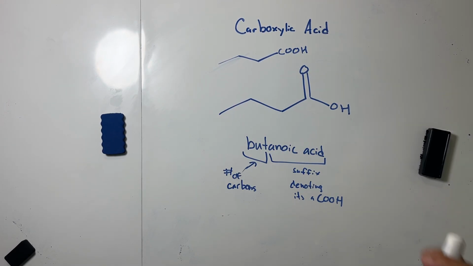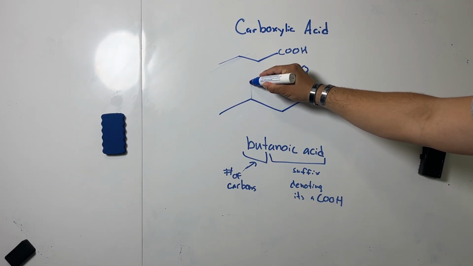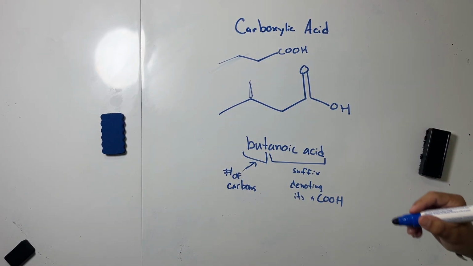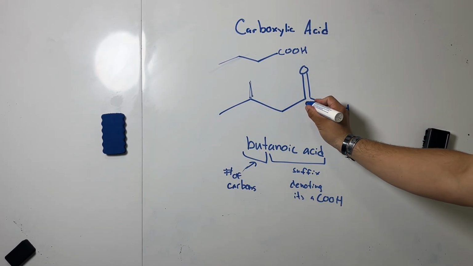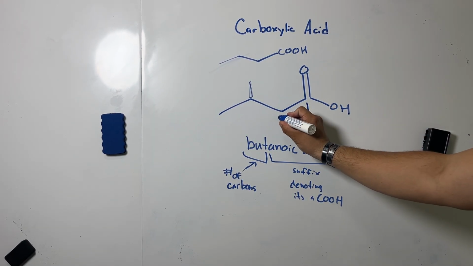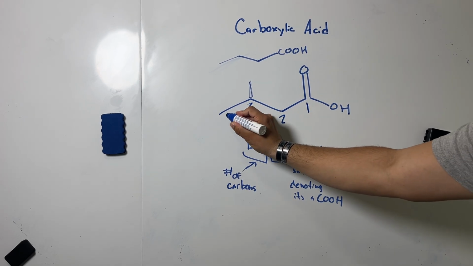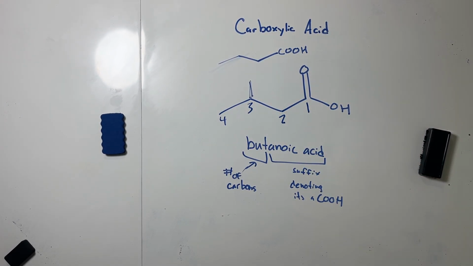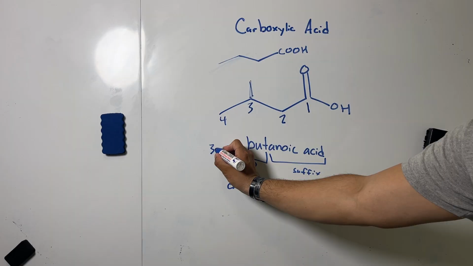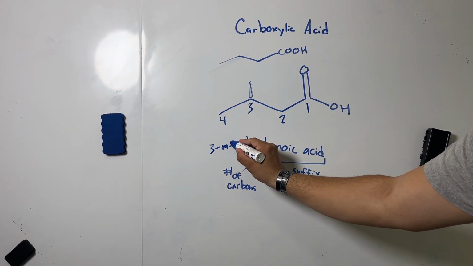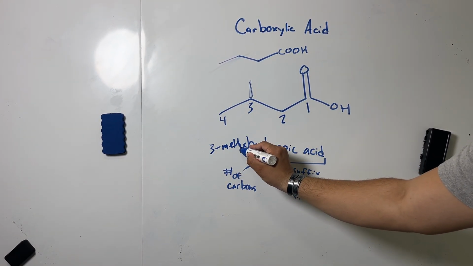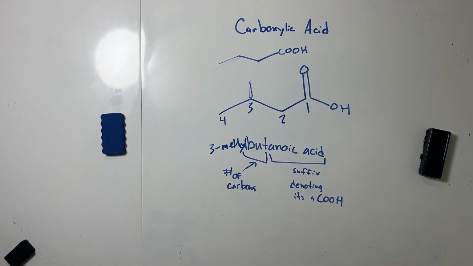Now, if we have a substituent, say we have a methyl group right here, we number things such that the carboxylic acid is the number one carbon by definition. So this would be a methyl at the 3 position, making this 3-methyl. Oh my god, I can't spell methyl. That's terrible, methyl, but butanoic acid.